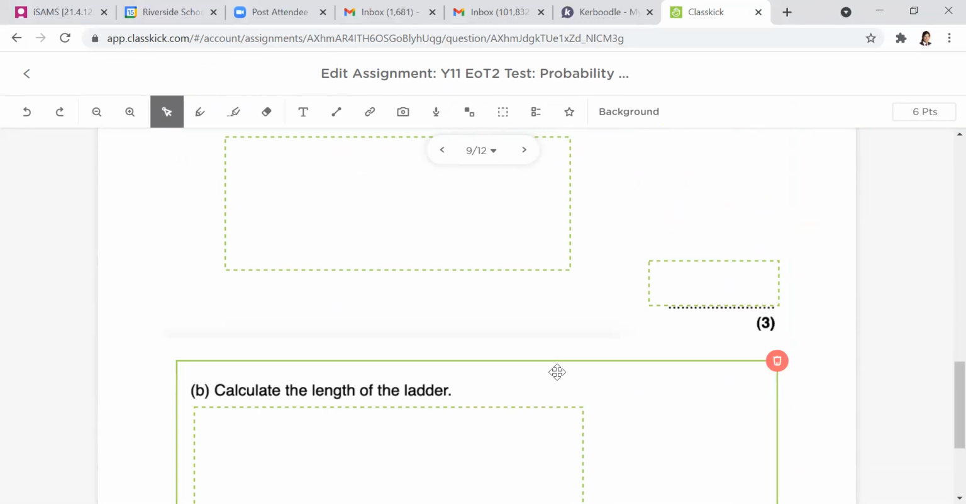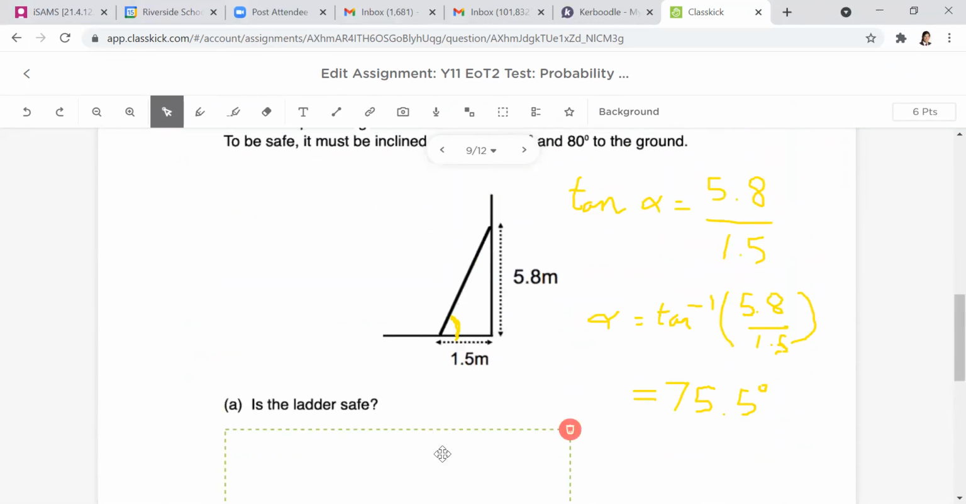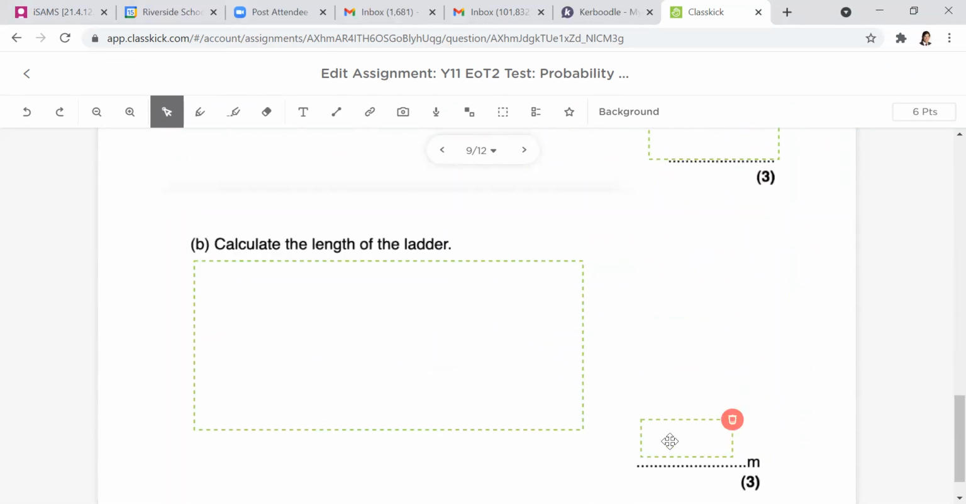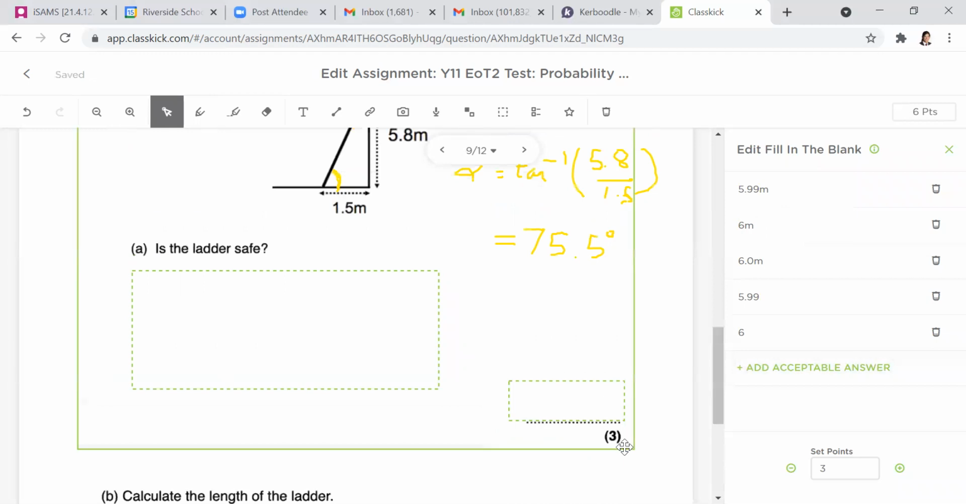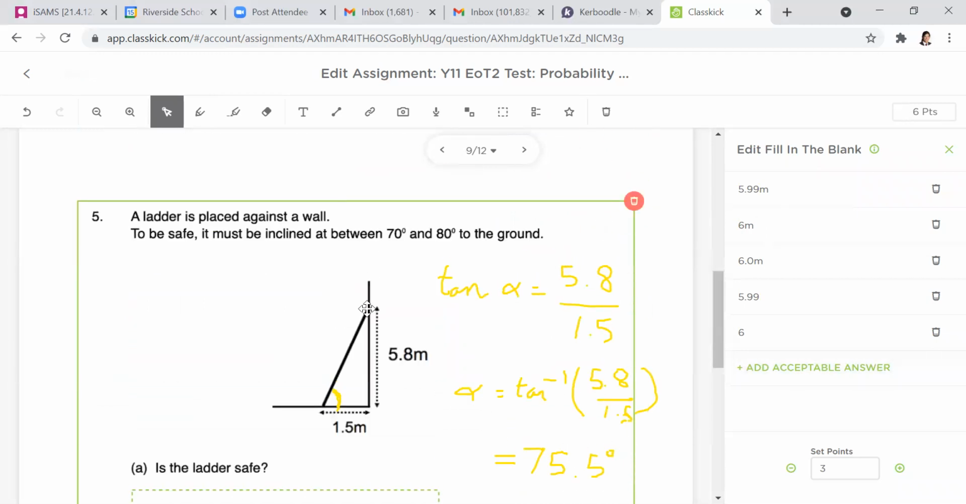And then to find the length of the ladder, you just use Pythagoras. That was a simple one. Pythagoras would have given you 6 meters, roughly. 6 meters, 5.99. Which makes sense, right? If you think physically, if the ladder is about 5.8 meters up the wall, well, it should be about 6 meters in length. Nice. Almost at the end of the paper.